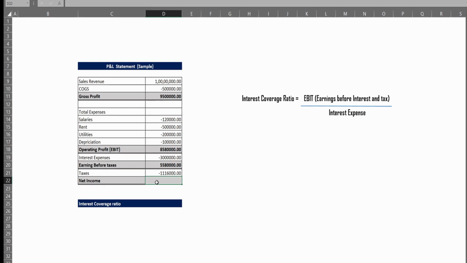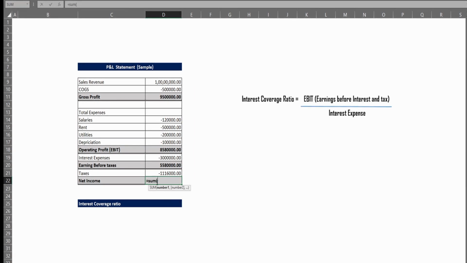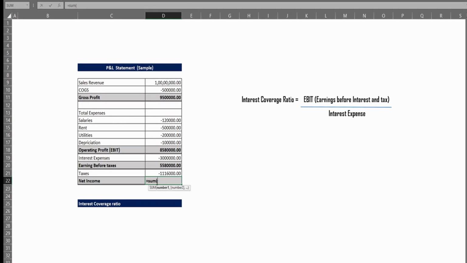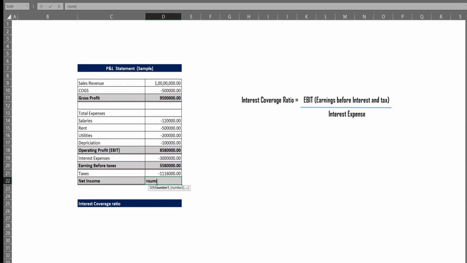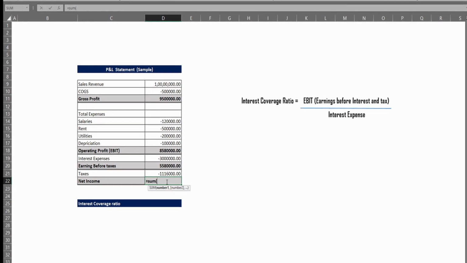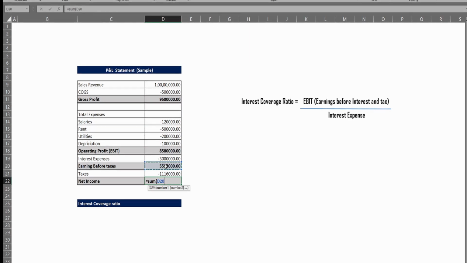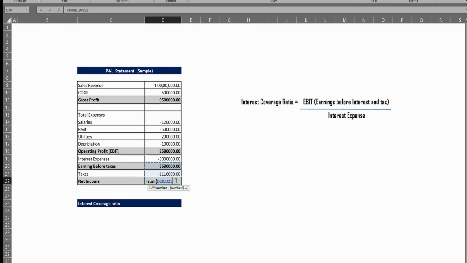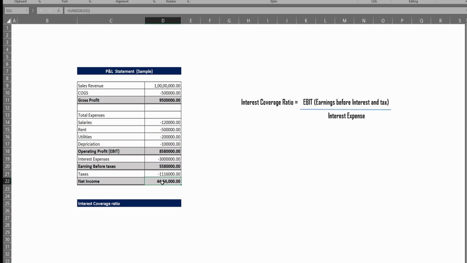Now let's calculate the net income. Don't worry, we will make a separate video about how to read the profit and loss statement. For now, for the purpose of understanding the interest coverage ratio, we are just calculating this. This is not a detailed video about the profit and loss statement; this is just for reference. So net income is equal to earnings before tax minus taxes. All right, so this is our net income.